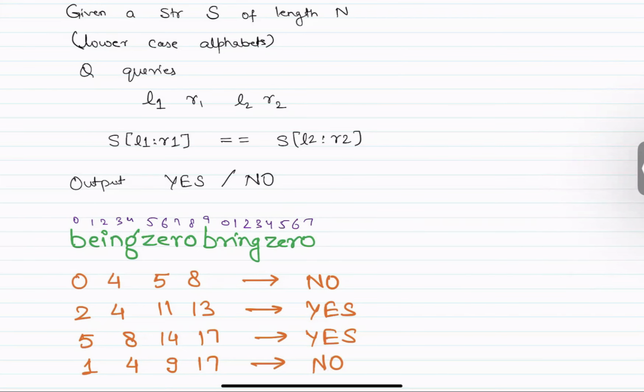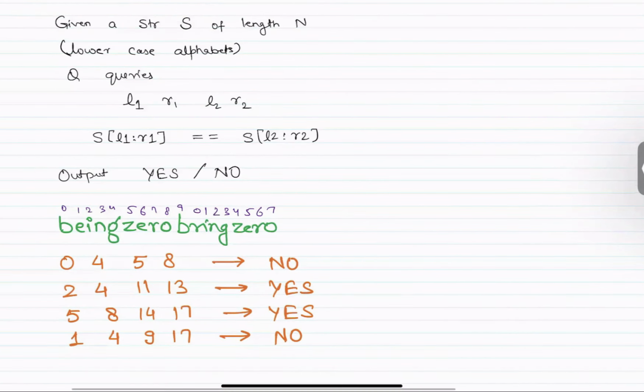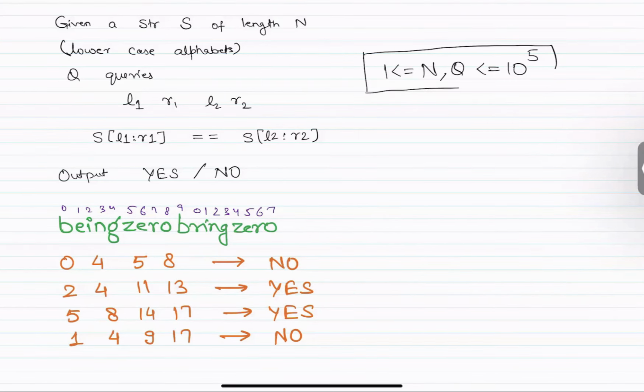So this is the question. Let's say in this question, our string length and number of queries is 10 to the power 5. That means these are the queries we have to answer, and the string is also big enough. And we want to solve this problem efficiently.